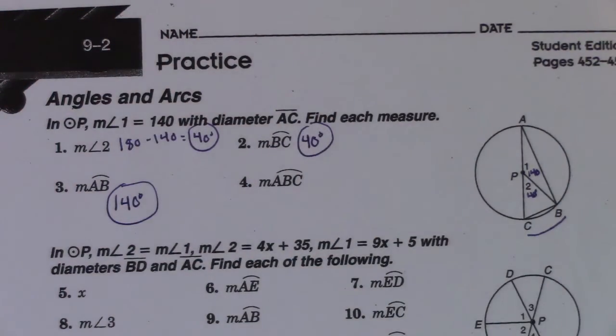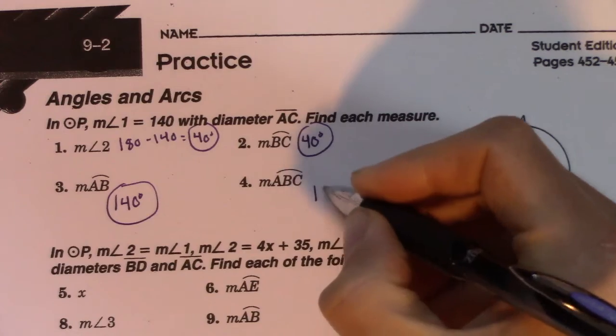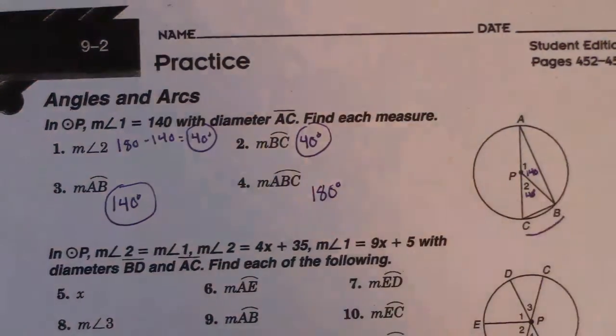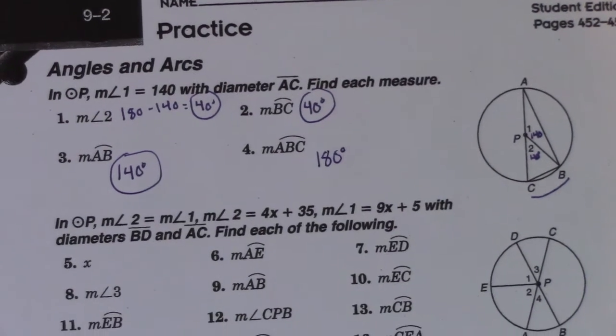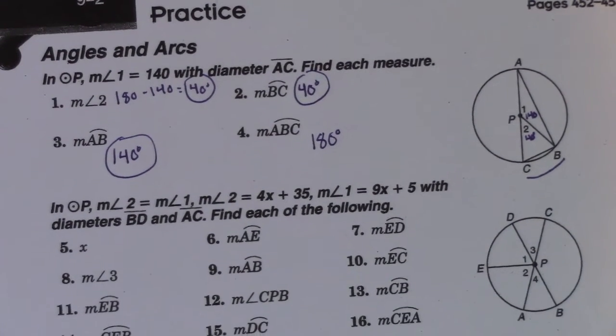And then finally, ABC, because it's covering a diameter, or half a circle, we know by default that must be 180 degrees. Now, 5 to 16, whole lot going on, so let's see what we can fit in.